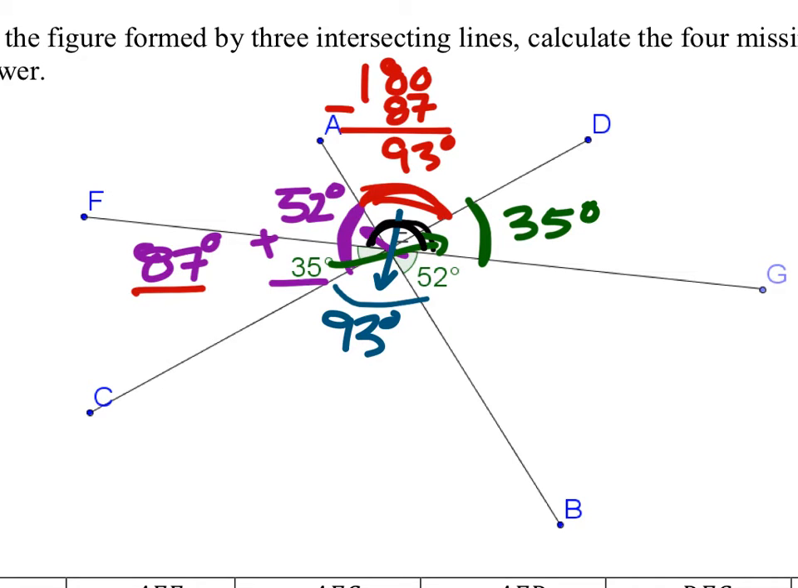Then we've got this black one, FEG. That one is simply a straight line, which would give us 180 degrees.